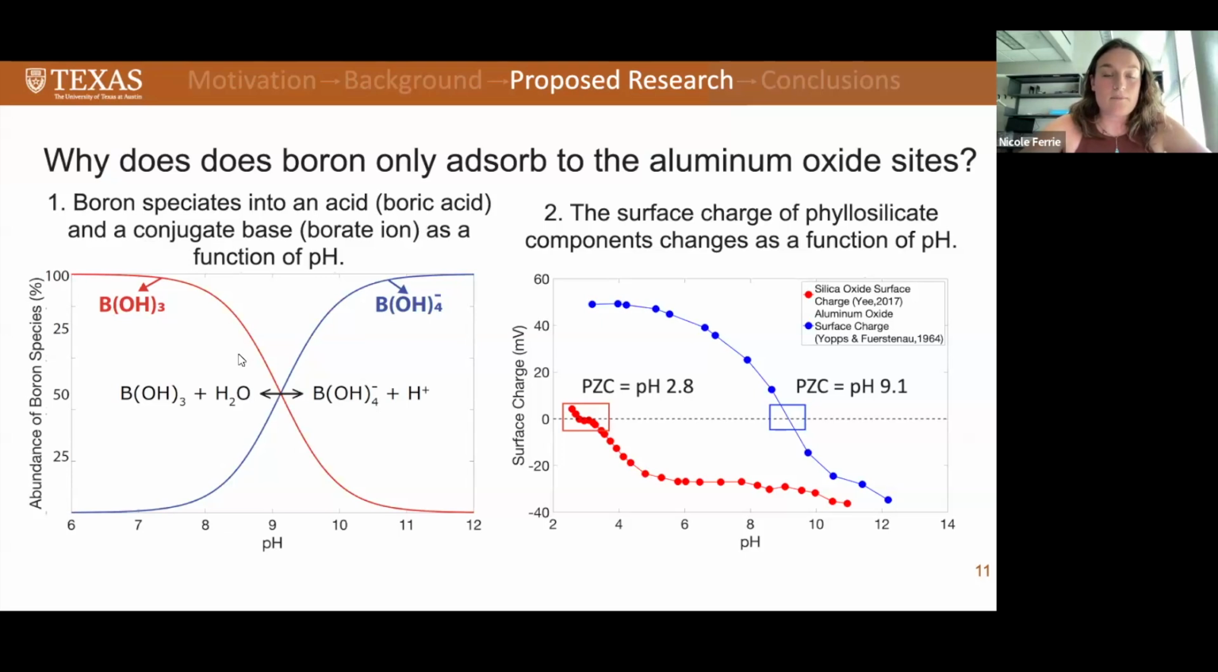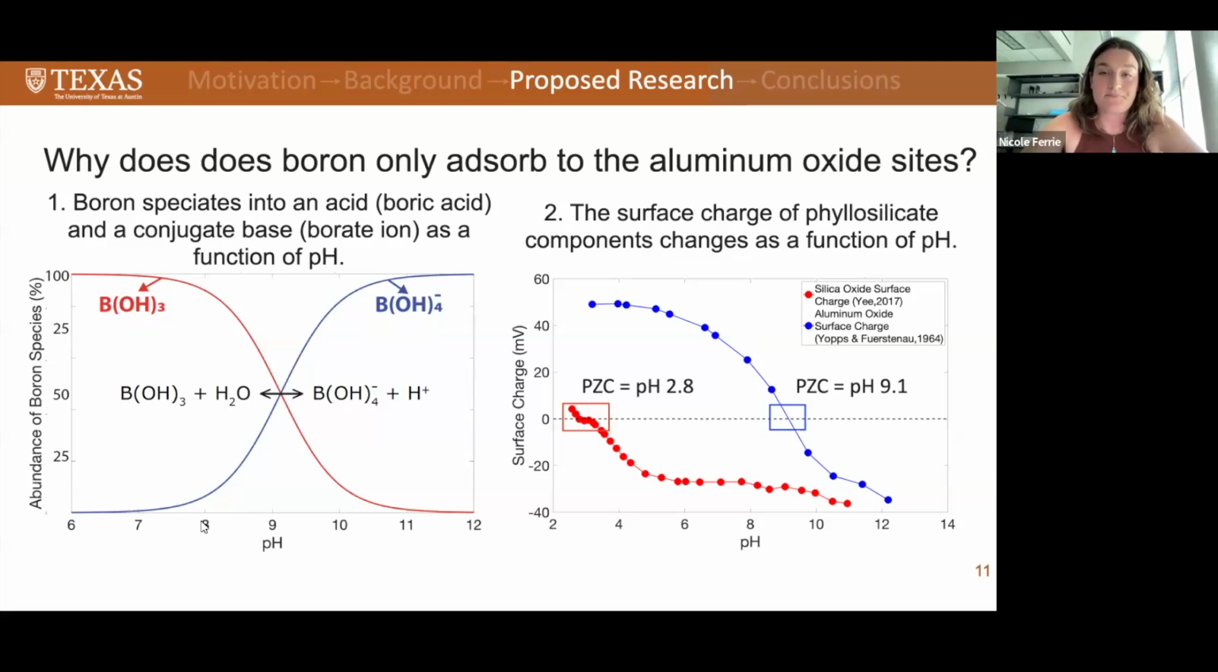Now, at low pHs, boron is predominantly in the form of boric acid, which doesn't adsorb as it's a neutral compound, or adsorbs in a very low amount compared to over here, which is borate. So borate occurs at higher pHs and is a negatively charged anion, which is predominantly adsorbing to the surface of clays. In subduction systems, we typically have a pH of 7.5 to 8.1, so we have some amount of borate and mostly boric acid.